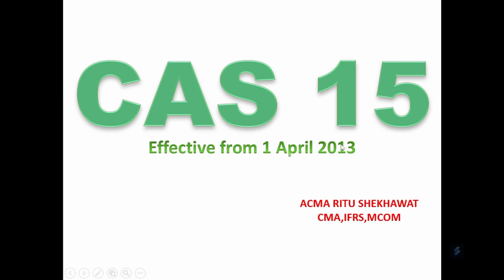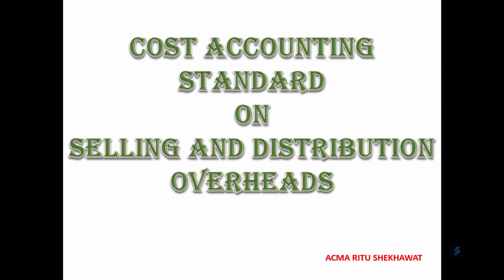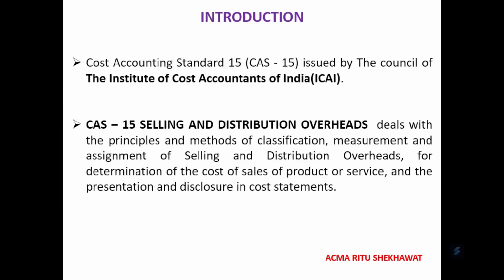Hello everyone. Today we are going to cover Cost Accounting Standard number 15, effective from 1st April 2013. It is the Cost Accounting Standard on selling and distribution overhead. So this is also one of the important overheads for any manufacturing unit.